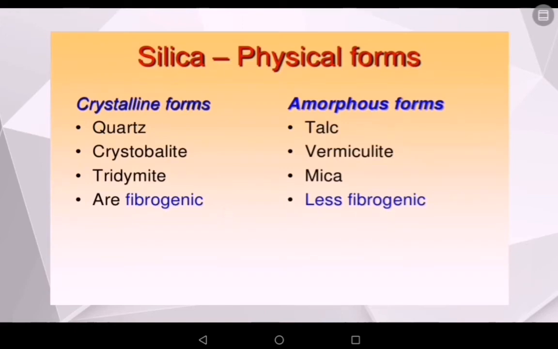As I've told you before, it has two forms, the crystalline form and the amorphous form. The crystalline forms include quartz, cristobalite, and tridymite; these are fibrogenic. The amorphous form includes talc, vermiculite, and mica, which are less fibrogenic. So these are the most dangerous ones.